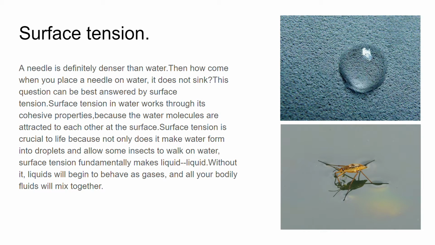Surface tension is how water works through its cohesive properties, because the water molecules are attracted to each other at the surface. Surface tension is crucial to life, not only because it makes the water form into droplets and allows some insects to walk on water. Surface tension fundamentally makes a liquid, well, a liquid. Without it, liquids will begin to behave as gases, and all our bodily fluids will mix together.